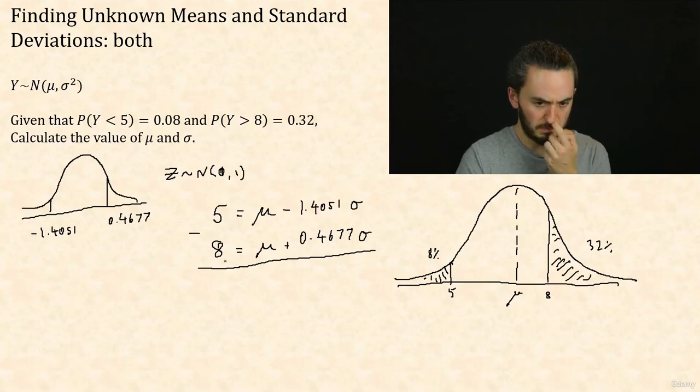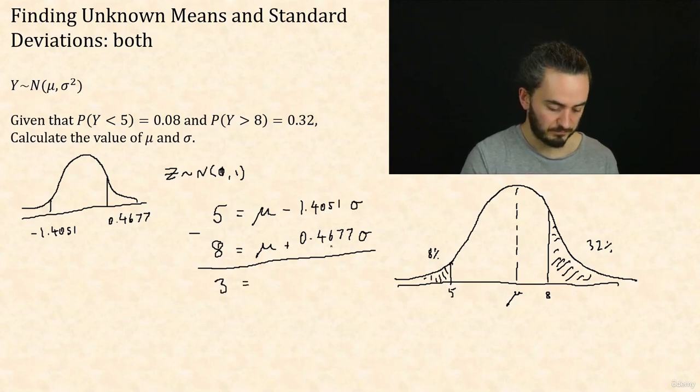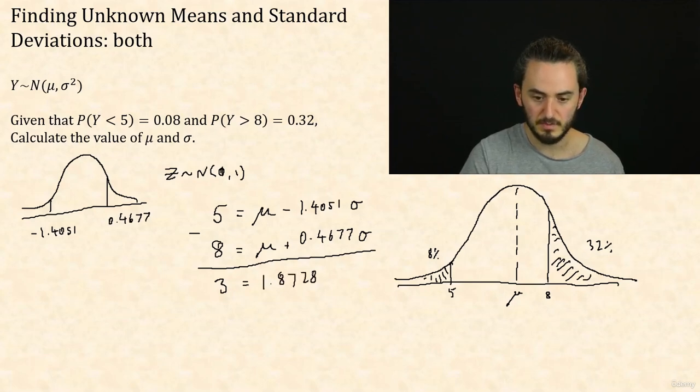I'm actually going to do the bottom equation minus the top one to keep things positive. 8 minus 5 is 3. Mu minus mu is 0, that's the whole point, and 0.4677 minus minus, so plus 1.4051, is 1.8728 standard deviations. And now we find the standard deviation by doing 3 divided by that number. And that's 1.602.